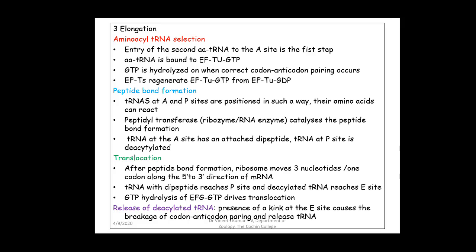After the 2 tRNAs are present at the A and P site, having formed complementary pairing with the mRNA, the peptide bond should be formed. The peptide bond formation is catalyzed by the enzyme called peptidyl transferase, which is nothing but an rRNA seen in the larger subunit, the 50S. That's why it is called a ribozyme, an RNA enzyme which catalyzes the peptide bond formation.